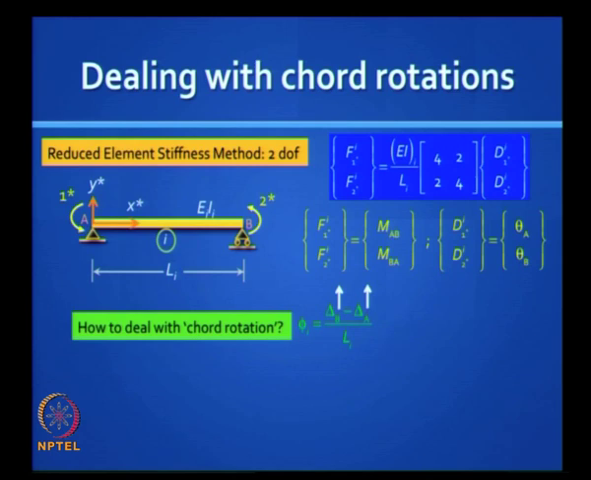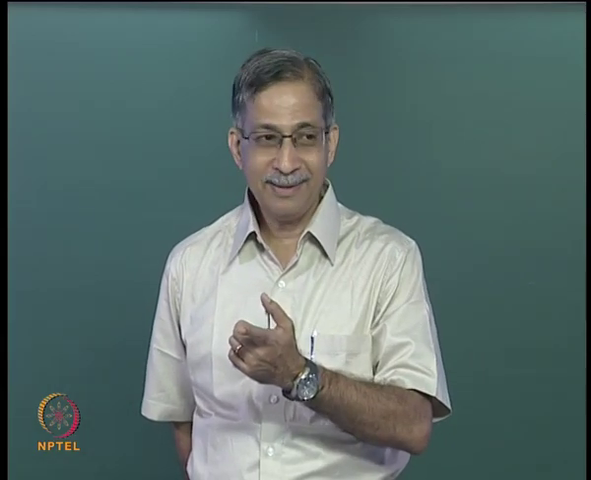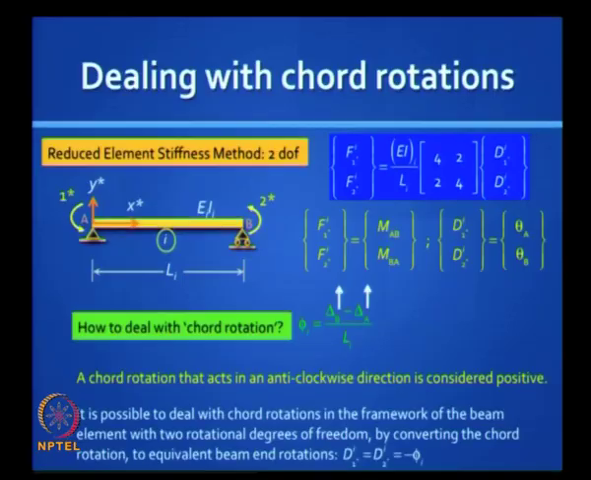Your stiffness matrix does not change. So how do you accommodate it? That's right. You can't touch the left hand side. You play with the D star. You have to somehow accommodate the chord rotation in your displacement vector. How do you do that? You have to do it in the displacement transformation matrix. So how do you do that? Theta A minus phi, theta B minus phi. That's what you do. So it's a clever trick.